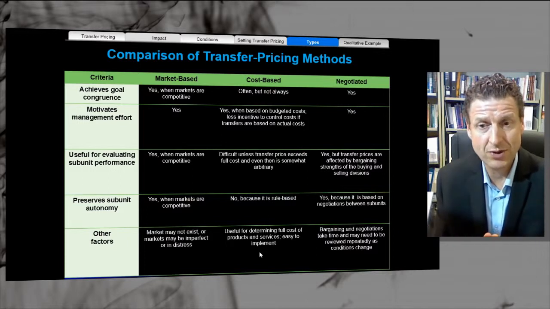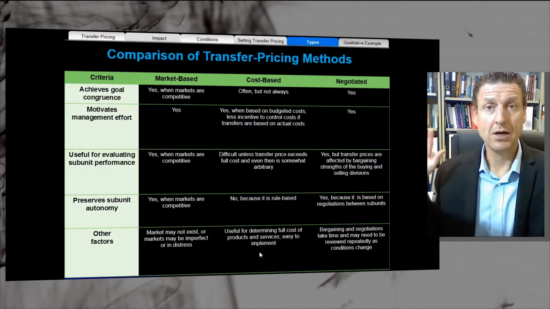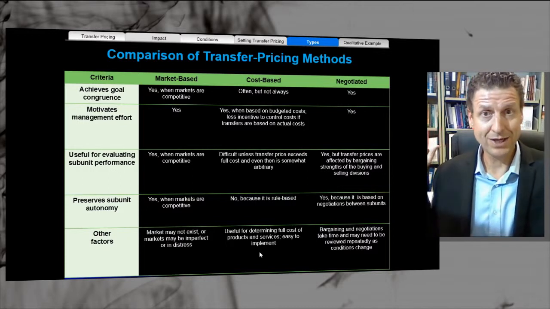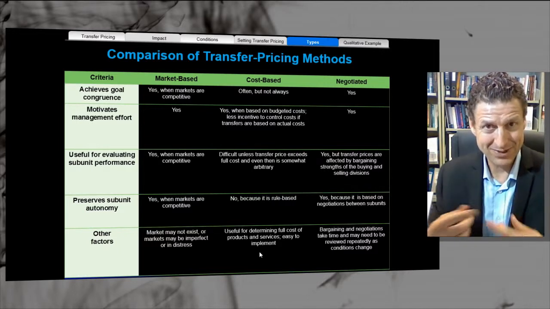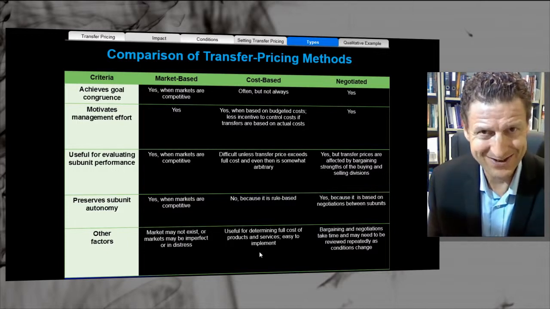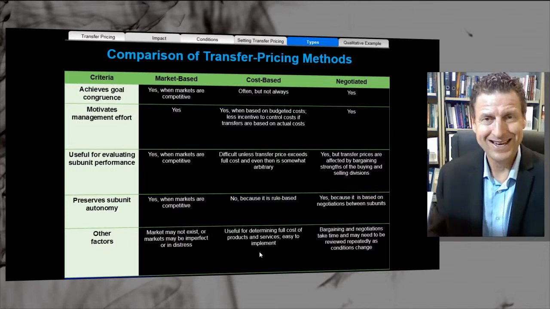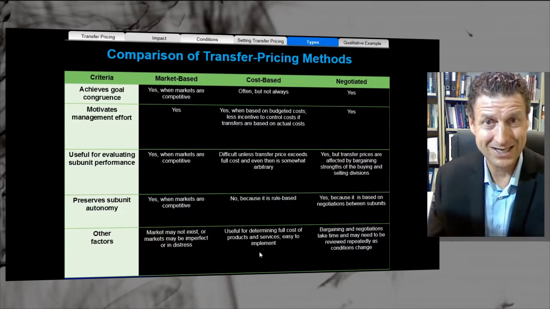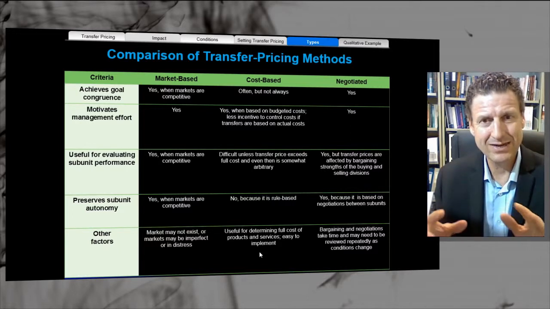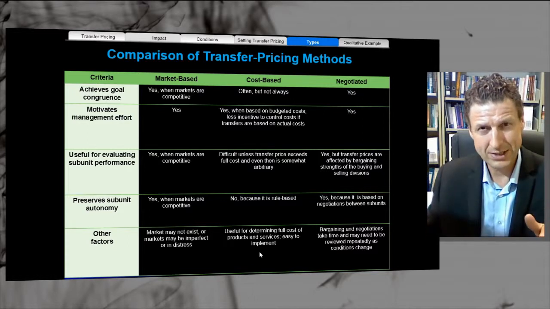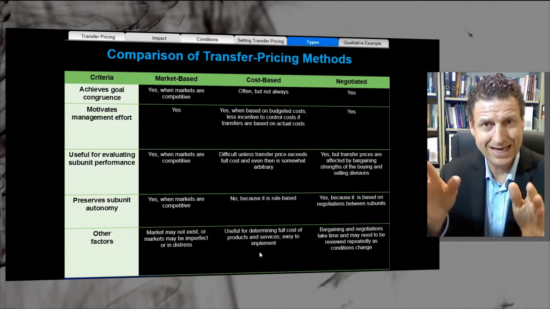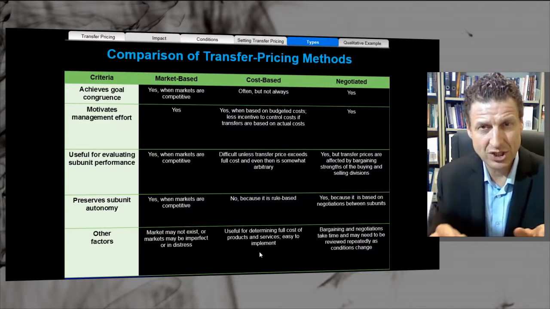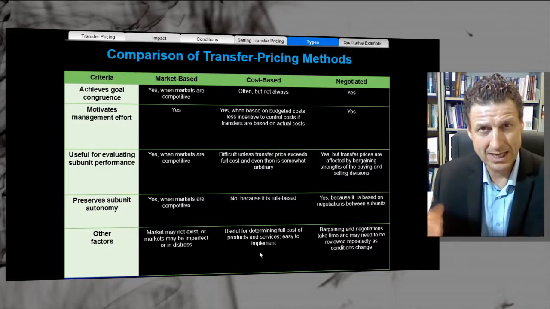And negotiated transfer pricing does help preserve subunit autonomy because it's based on negotiations. I'm the head office. Don't come to me. You work it out yourself, right? Okay, you do the negotiation yourself and then come back to me and tell me what you have decided. So I'm not going to get involved. You guys are autonomous. It's a decentralized organization. Go and negotiate. So there you have it. We have the different criteria in using transfer pricing, and we have the different types of transfer prices, and they don't always effectively achieve these purposes to the same extent.